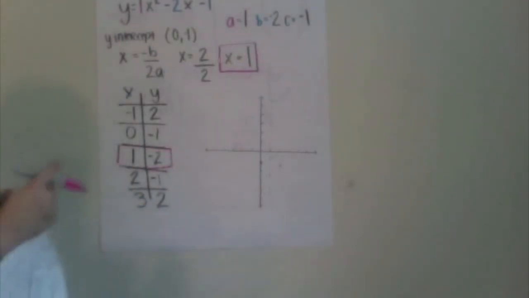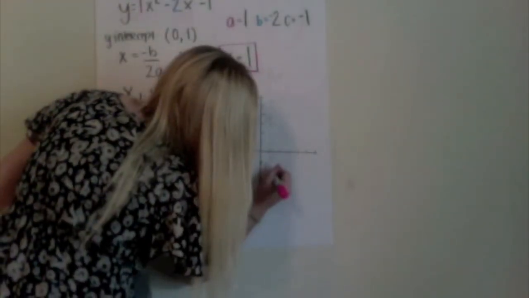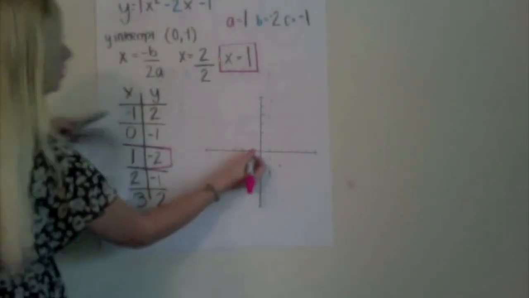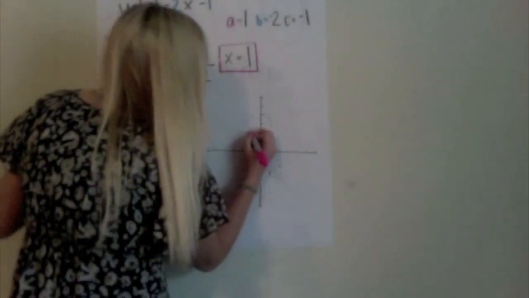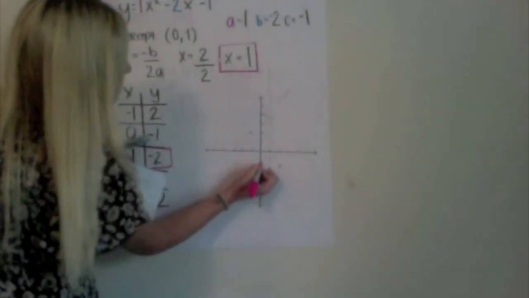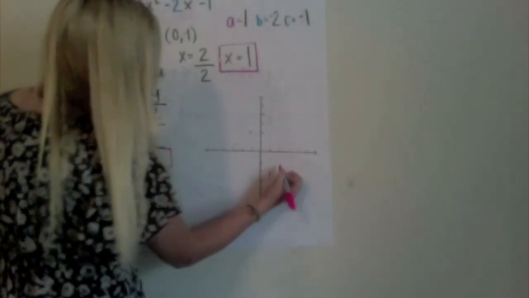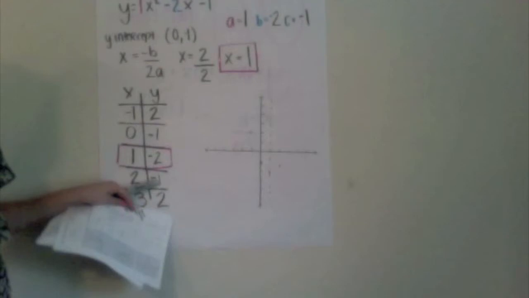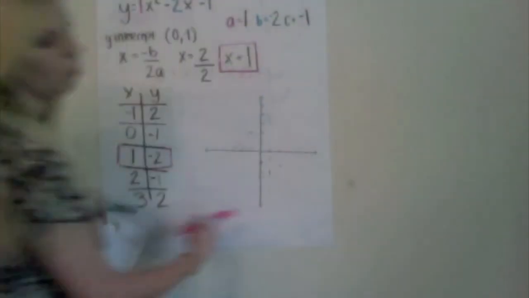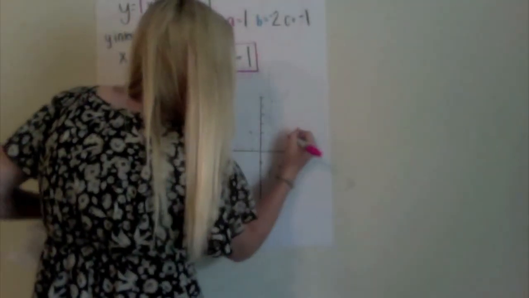So let's go ahead and plot that point. Go over 1, go down 2. There is our vertex. Now the rest of them. When x is -1, we go up 2 in the y direction. When x is 0, we have y is -1. We already have that one. We just did our vertex. When x is 2, we have y is -1, which we also have. And the last one, when x is 3, y is 2. So we go 1, 2, 3, and up 2.